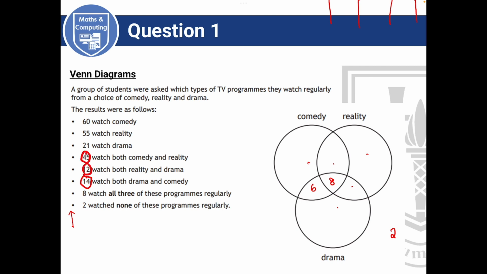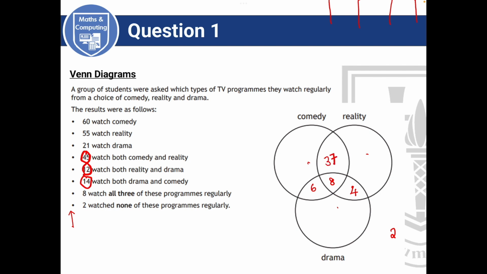Now remember, all the way throughout Higher Apps, you're allowed to use a calculator. So please make use of your calculator if you think that it's going to help you, okay? So for instance, the next one, 12 watch reality and drama. So that's going to be in, what section are we going? This section here, okay? So we're thinking 8 add what gives me 12, or I could just do 12 take away 8, and that's going to give me 4. Okay, and then in this top one here, 45 take away 8, and I'm just going to stick that in my calculator. Make sure that I get it right, 37. Because the last thing we want to do is make a wee arithmetic mistake and not get the mark.